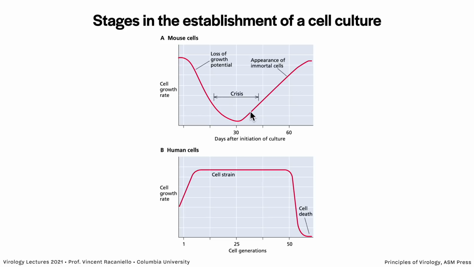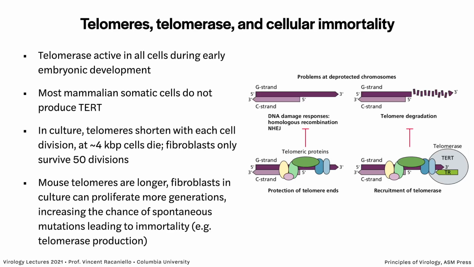So what's happening here is that there are rare cells appearing with mutations like in telomerase genes or in other genes that make the cells immortal. If you do it with human cells, the cells die and never go through this crisis. They never become immortal because their telomeres shorten before these random mutations can occur. That's why in the previous slide I showed you mouse telomeres are longer. The fibroblasts can proliferate more generations, increasing the chance of spontaneous mutations.